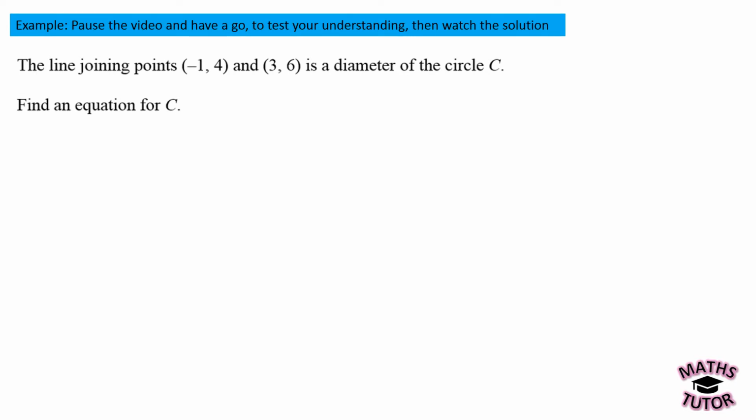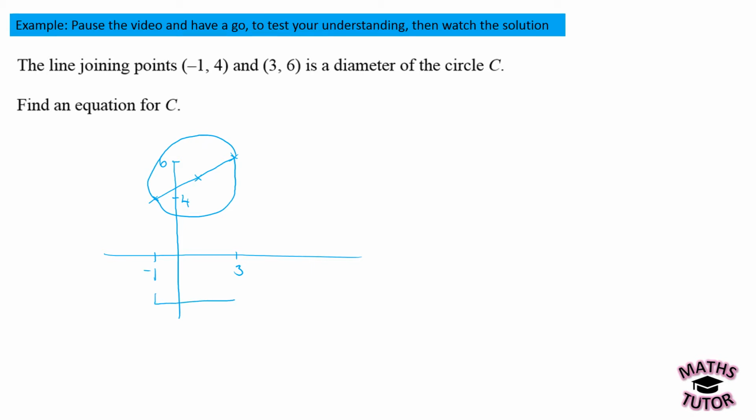Okay, so now we're given 2 points that are either end of the diameter, and we're being asked to find the equation of the circle. So this is putting into practice what we've just gone through. Minus 1, 4 is one end of the diameter, and 3, 6 is the other end. So here's our diameter. We're going to have our circle going something like this. It's not a very good circle, but we need to find the center. The center is going to be the midpoint.